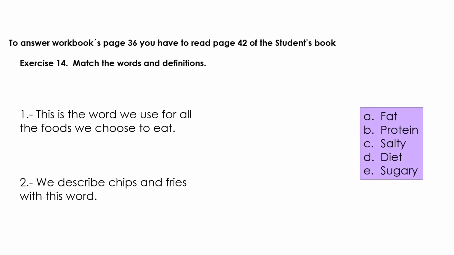With the information from page 42 of the student book, you have to match the definition with their answer. For example, number 1. This is the word we use for all the foods we choose to eat. The answer will be diet. Number 2. We describe chips and fries with this word. Answer will be salty. Now finish the exercise.